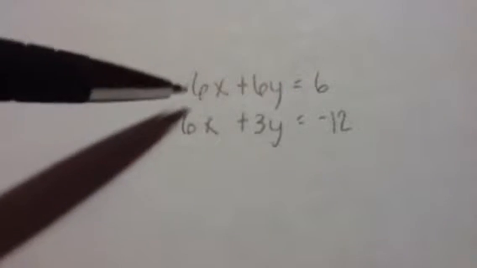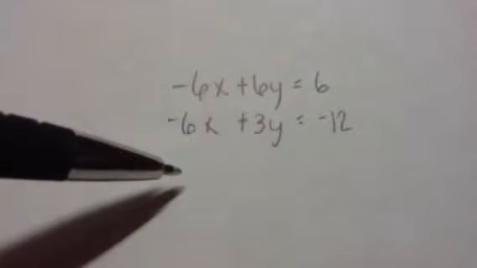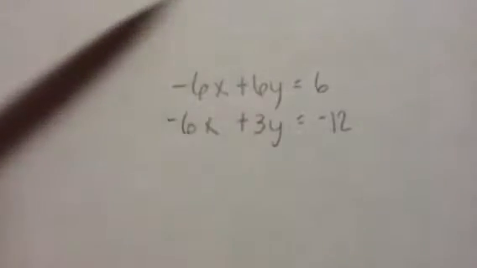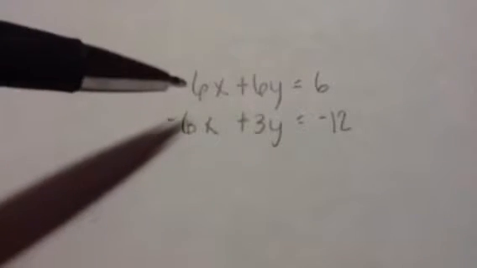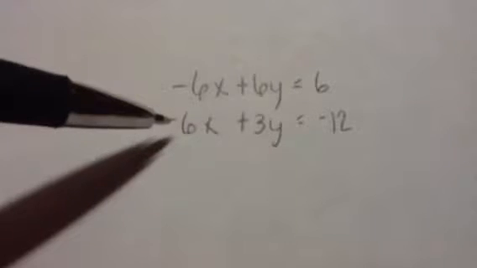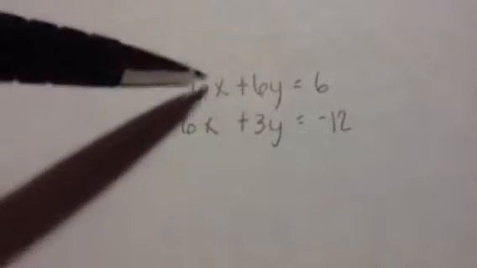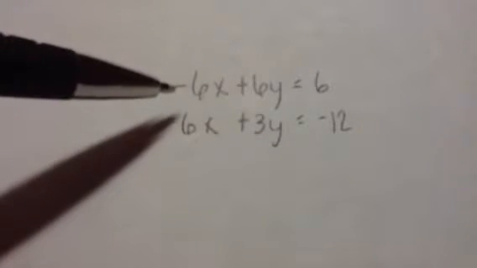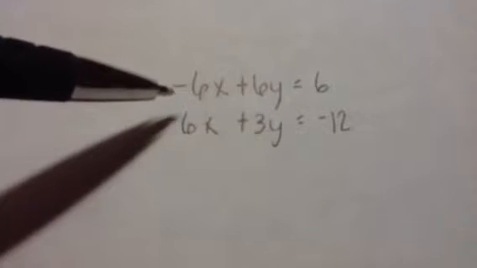If you look at these two equations, if I wanted to add them up, negative 6x plus another negative 6x is going to give me negative 12x. So it's not going to cancel. This would give me 9y. So I need to do something to one of these equations so that when I add them, it would cancel. Basically, I just need one of these negative 6x's to be positive. If I had negative 6x plus 6x, then that would cancel out to be 0.